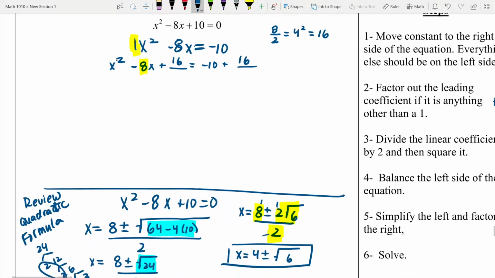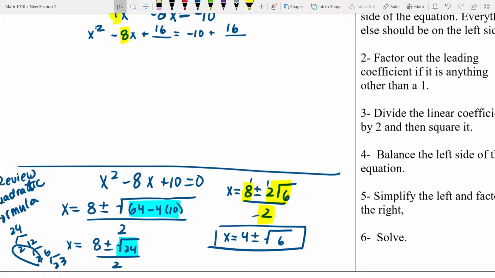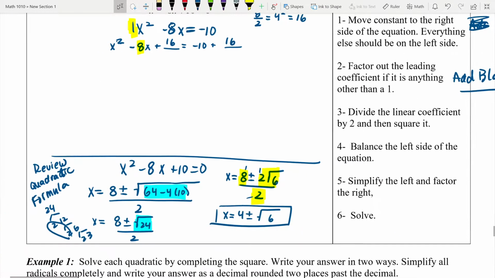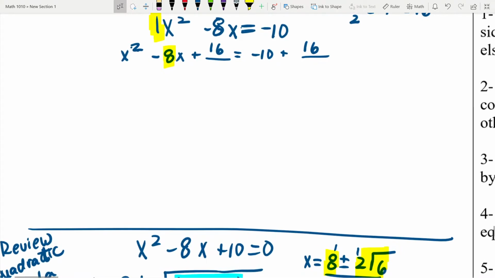Okay? And then the next step is step 4. Actually, step 4 is to balance it, so that's put 16 and 16. Step number 5 is to simplify the left and factor the right. Ours is actually factor the left and simplify the right, but anyway. So all I'm going to do right here is just factor on the left-hand side.